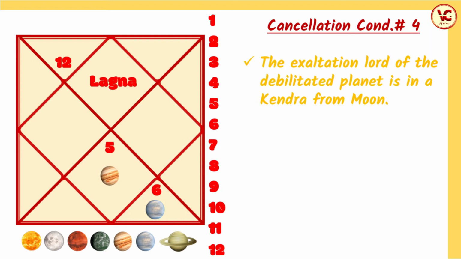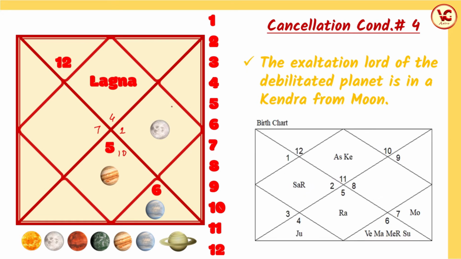It is placed in the Kendra from Lagna. We have to check the condition from Moon. Moon is here. So this is the first house from Moon, 4th house, 7th or 10th house. If Jupiter is placed in any of these 4 signs, this cancellation will happen. Or Moon can be placed in any of the 12 houses, the same thing will apply. And this is the example chart.